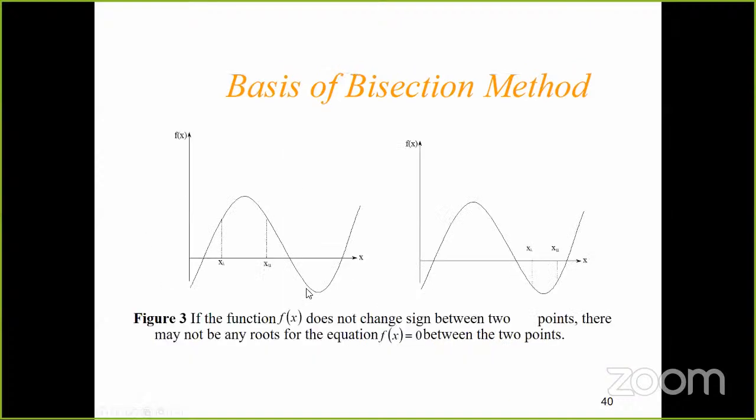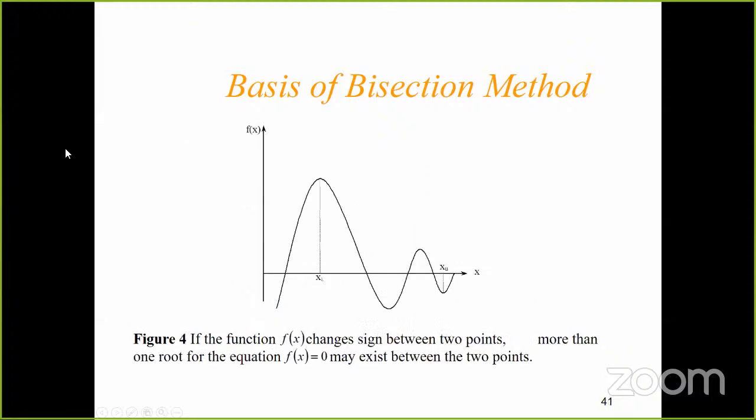This is a drawback. If the function f of x does not change sign between the 2 points, roots may still exist. Here the sign does not change, but roots exist. With other lower limits, there may not be any roots for the equation between the 2 points. Sometimes the function changes sign between the 2 points, but more than once: here 1, 2, 3. Then it is difficult to estimate the solution. If there are 3 values, the exact solution is difficult.